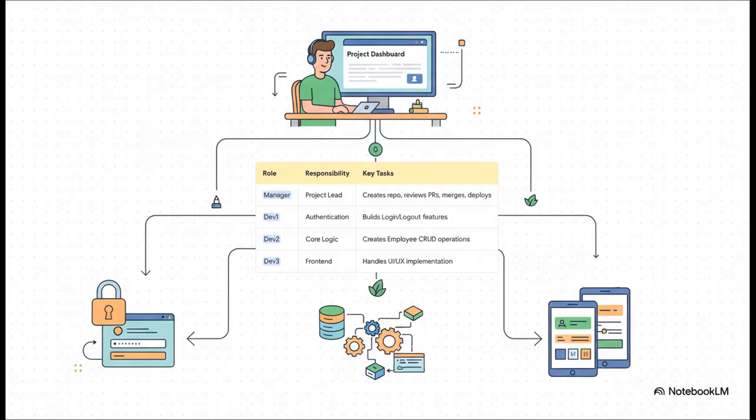So meet the team. We've got 4 key players, and everyone has a very specific job to do. There's the manager, who's kind of the project lead. Then we have 3 developers. One is handling all the login and security stuff. Another is building the core features, like adding and deleting employees. And the third is making it all look good on the front end. Splitting up the work like this, it's absolutely crucial for keeping things moving smoothly.